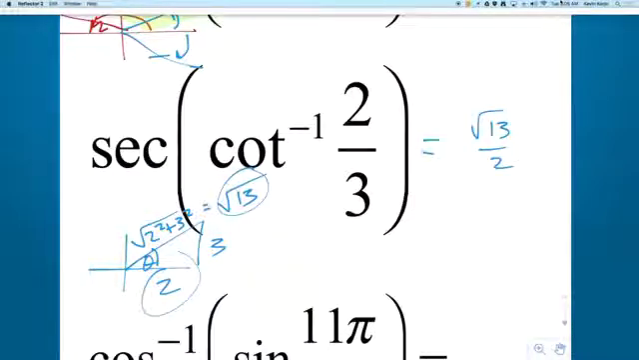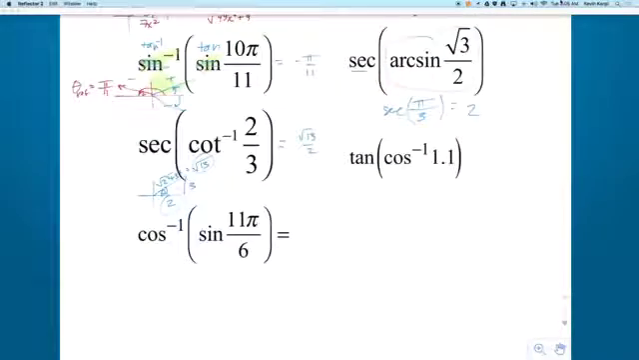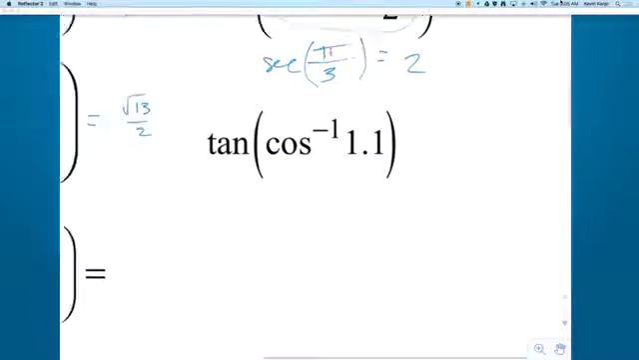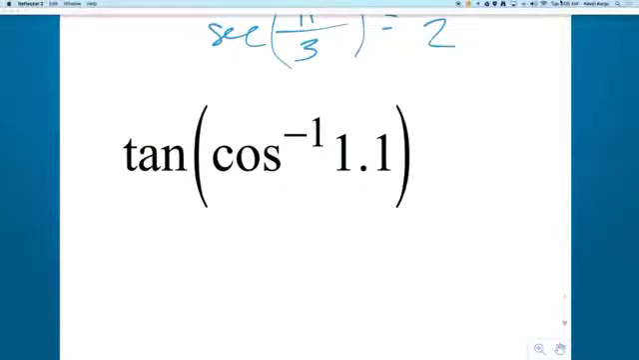Questions on that one? And finally, we got 2 left. So finally this one, tangent of inverse cosine of 1.1. 1.1 is a ratio. Is it a legal cosine ratio? No. So now it breaks. You can't even take the inverse cosine of that illegal ratio to get an angle, so therefore you can't take the tangent of that angle that doesn't exist.